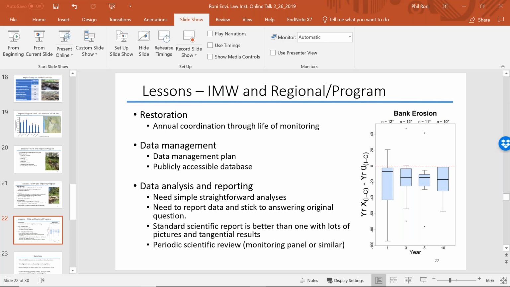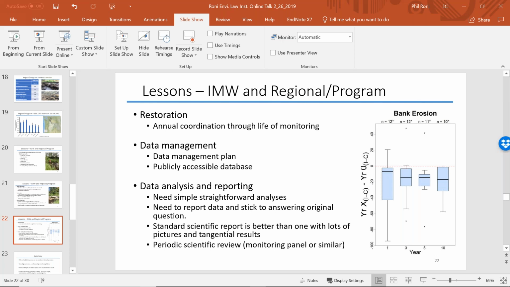And on the reporting side of things, I think we've seen that the best reports have been those that really stick to a traditional scientific report. I think with these large programs, there's a tendency to include lots of graphics and lots of interesting tangential studies, and not answer some of the main questions.